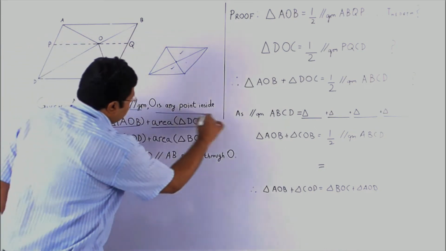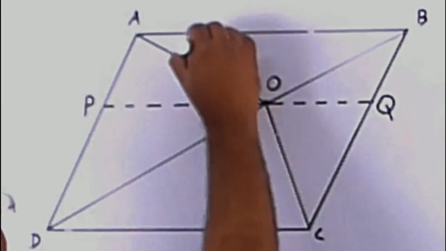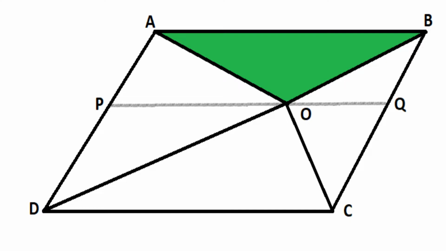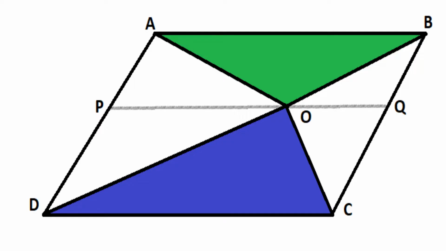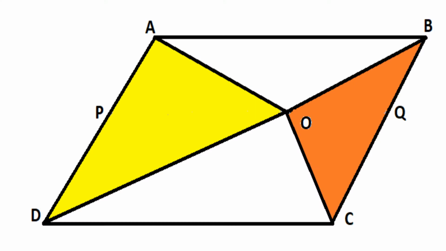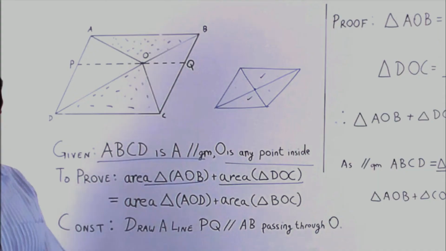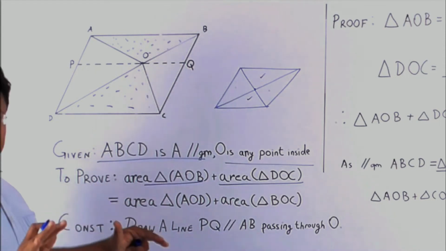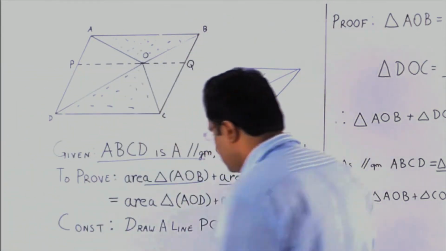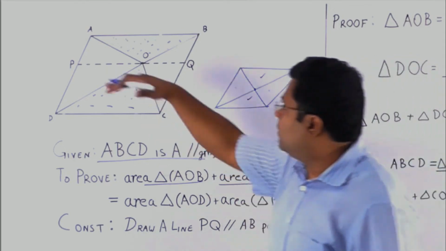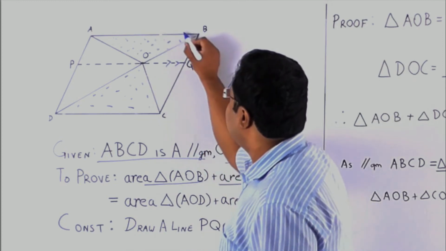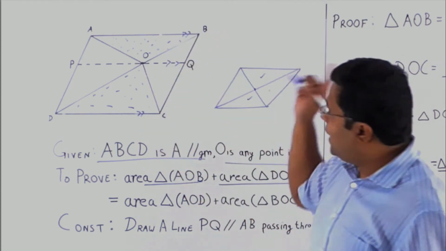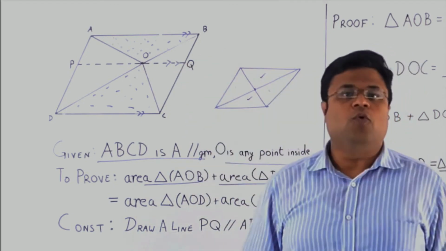Given there is a parallelogram and O is any point inside, we have to prove that the dotted triangles AOB and DOC together are equal to the area of these two triangles. So they are not congruent. One thing is clear. Now we get that parallel line by construction. We draw a line parallel to AB and DC passing through O.